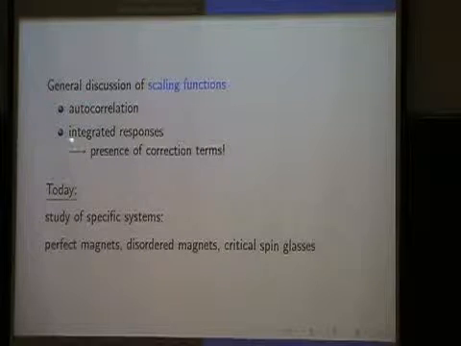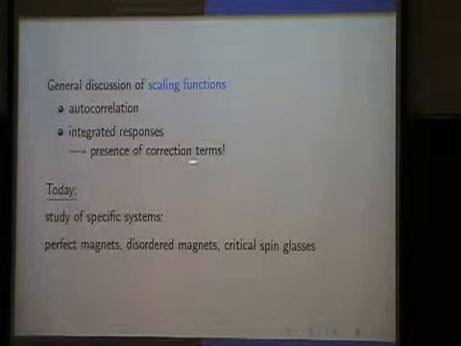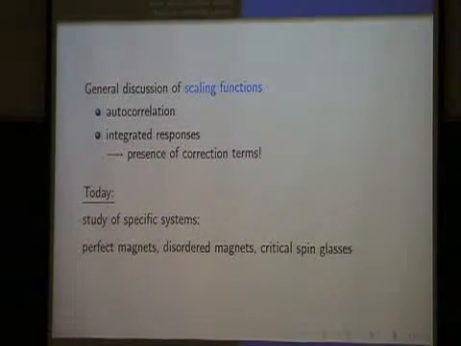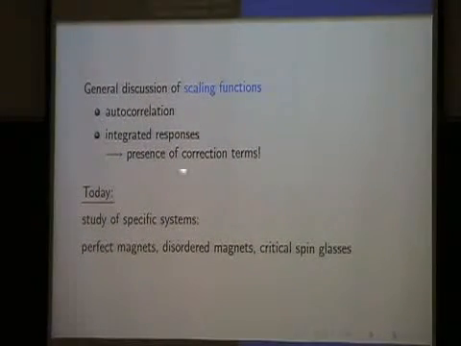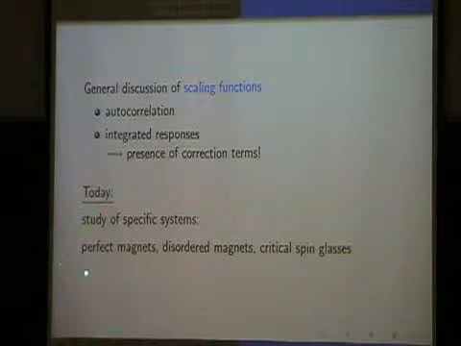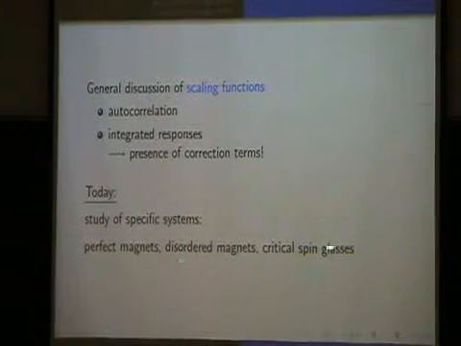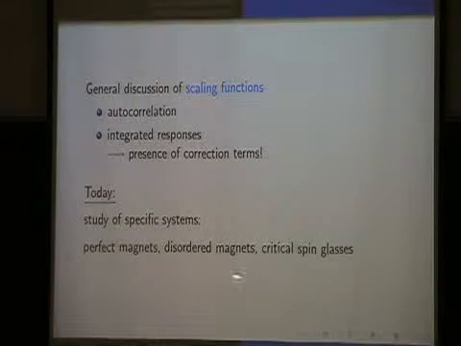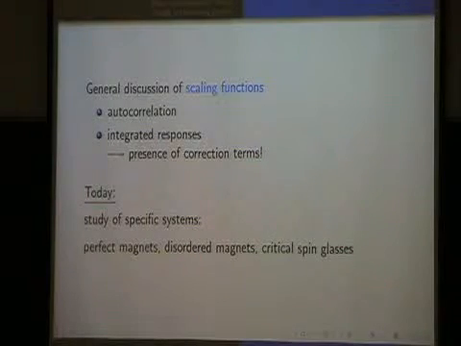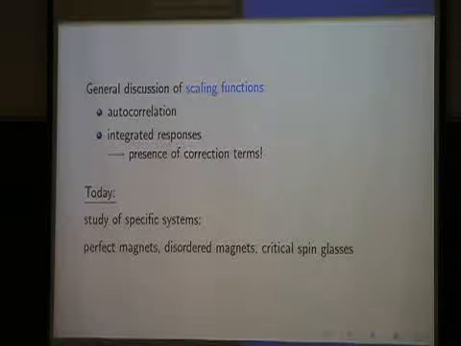function, and especially at the response function, and that we derive some correction terms, which are very important if you want to understand experiments. You need really to take care of the correction terms. Today I want to discuss some specific systems, and these are here in order of complexity, starting with the perfect magnet, then I will go over to add disorder, and you have disordered magnet, and then if I have time, I will add some frustration and discuss a little bit the typical spin glass.